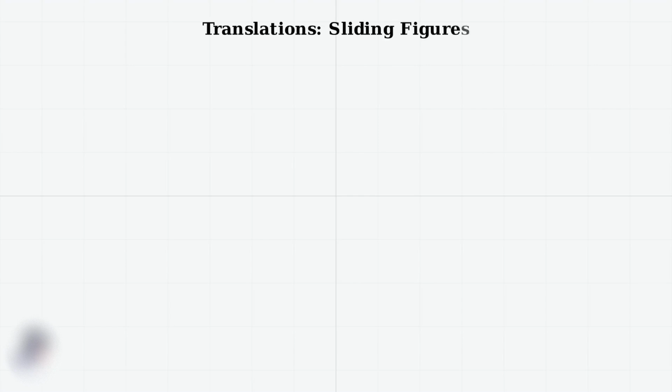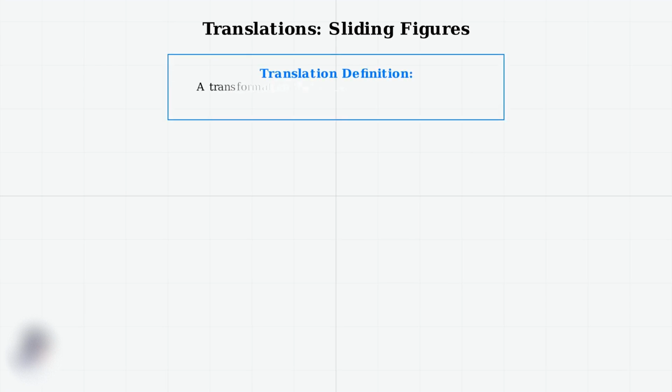A translation is one of the most intuitive geometric transformations. Think of it as sliding a figure from one location to another, like moving a piece on a chessboard or sliding a book across a table. A translation is a transformation that slides every point of a figure the same distance in the same direction. The key word here is same. Every single point moves by exactly the same amount.